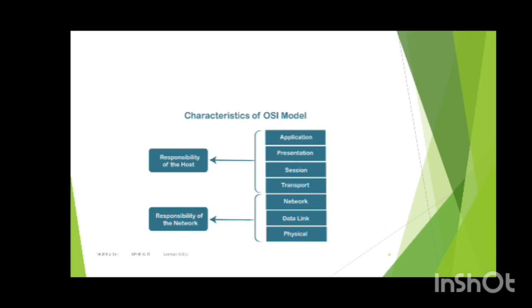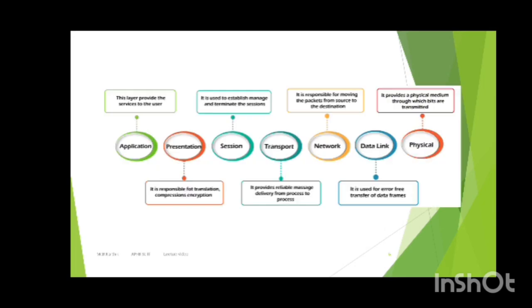These are the 7 layers, namely physical layer, data link layer, network layer, transport layer, session layer, presentation layer, and application layer. The diagram shows the layer types and their functions.